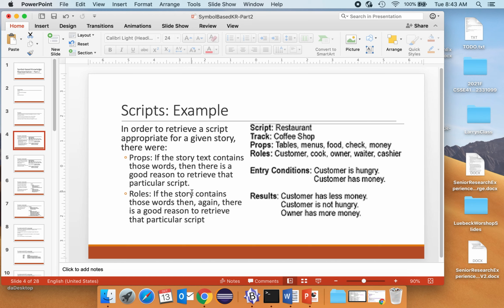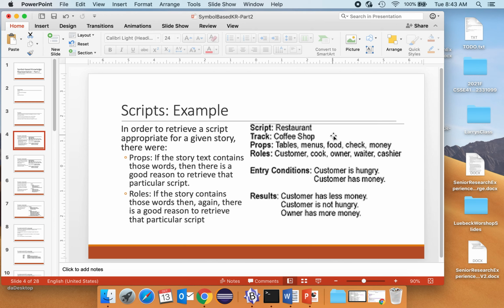And so there are several aspects to scripts. They have a name, they have a track, but most importantly, they have props, roles, entry conditions, and rules. So the props are things that we might expect to see in a coffee shop: tables, menus, food, check, money. Same thing with roles. We have customers, cooks, owners, waiters, and cashiers. So these things help retrieve the proper script.